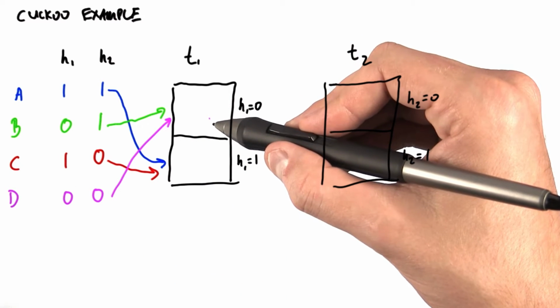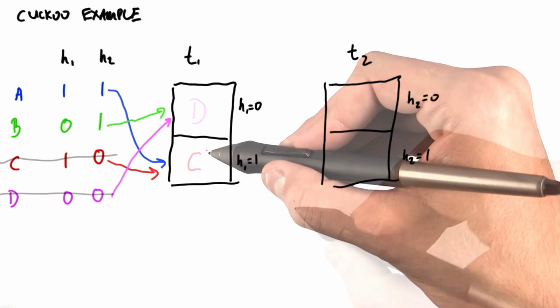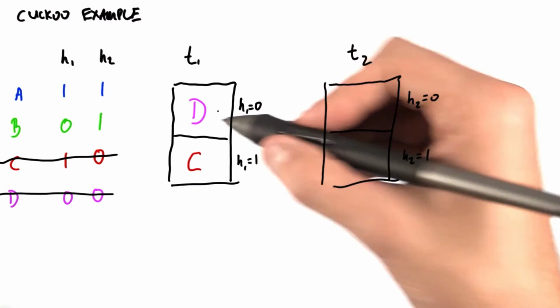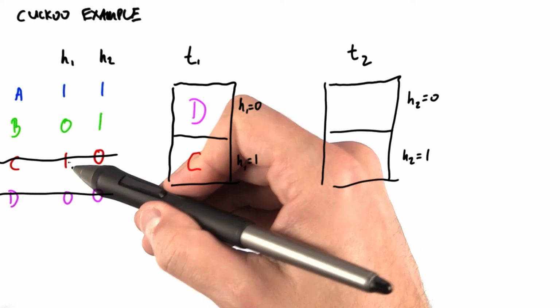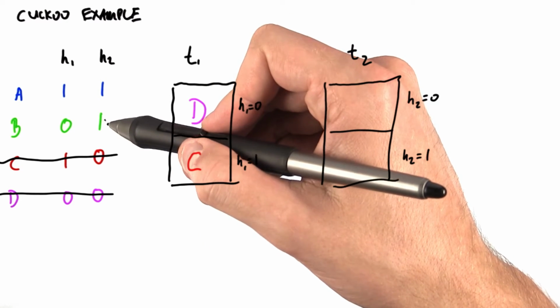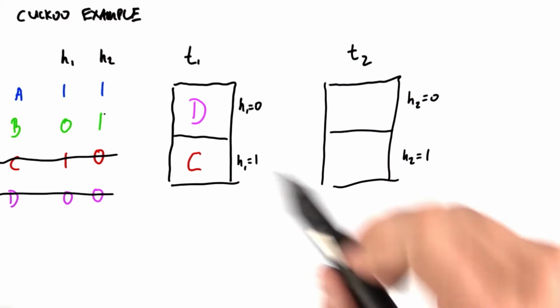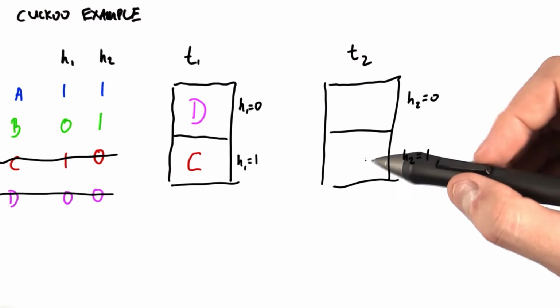Now, we can only fit 1 item per bucket, so we're going to arbitrarily pick a couple of items to win. Okay, so I'll arbitrarily pick that C and D happen to win here. D is written into hash bucket number 0, and C is written into hash bucket number 1. Cool. And so A and B are still alive. And now we'll move to the next iteration of the algorithm, and we'll use H sub 2 to try to map A and B into table 2.